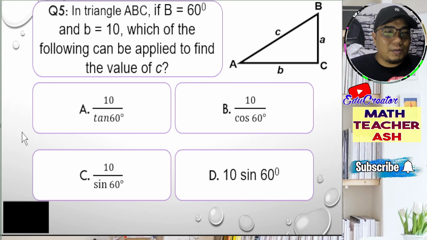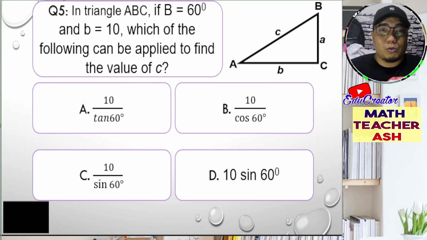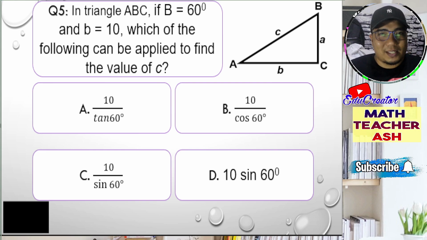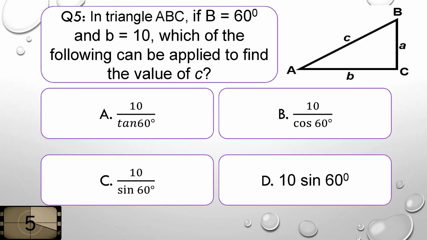In a triangle ABC, if B is equal to 60 degrees and the side B is equal to 10, which of the following can be applied to find the value of C? Is it A, 10 over tan 60 degrees, B, 10 over cosine 60 degrees, C, 10 over sine 60 degrees, or D, 10 sine 60 degrees? I'll give you 5 seconds to think about your answer.